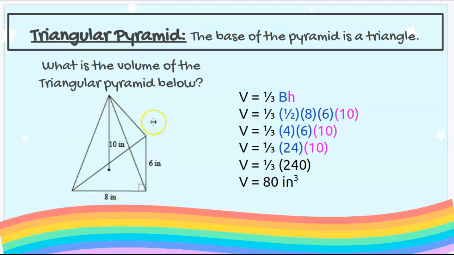This one's a triangular pyramid though. They're usually going to tell you what it is, but the base here is a triangle. In this case, this is the hardest one, okay? Because the formula for a triangle is 1/2 base times height. So you would have to do that first. 8 times 6 is 48. 48 divided by 2, because half, is 24. So if you notice 24 right here. And then you would actually multiply the 24 times the height of the pyramid, which is 10.